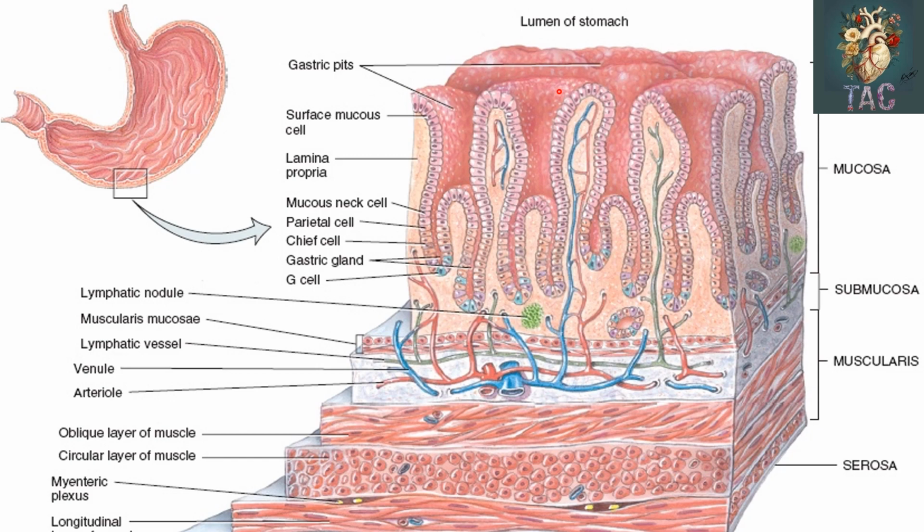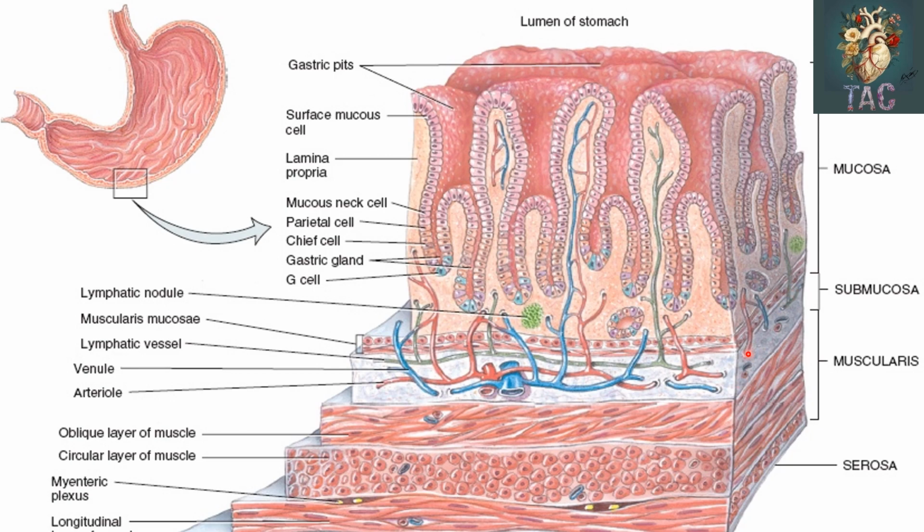Another important point is that when this epithelium dips inside, it forms the gastric pits. The depth of the pits varies in different parts of the stomach, and by looking at the size of the pit you can also differentiate between different parts of the stomach histologically.